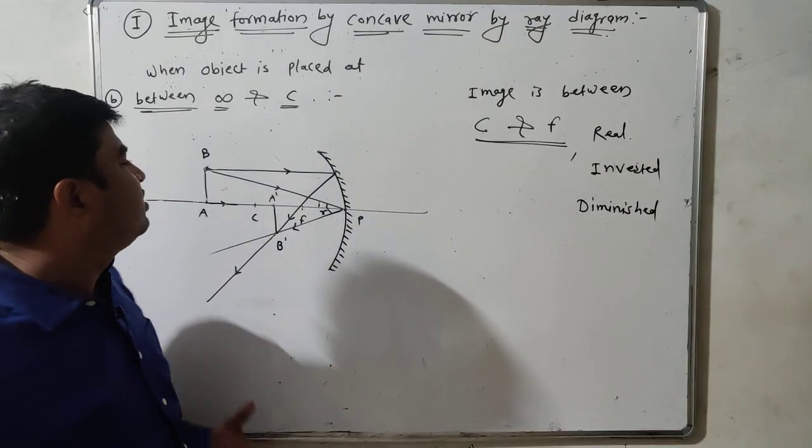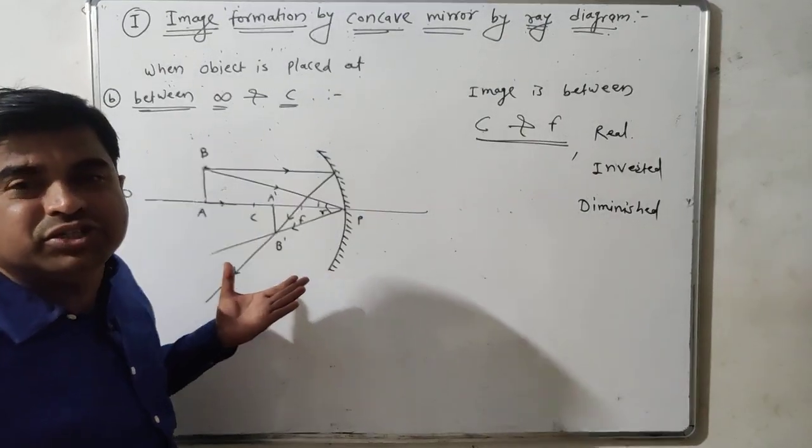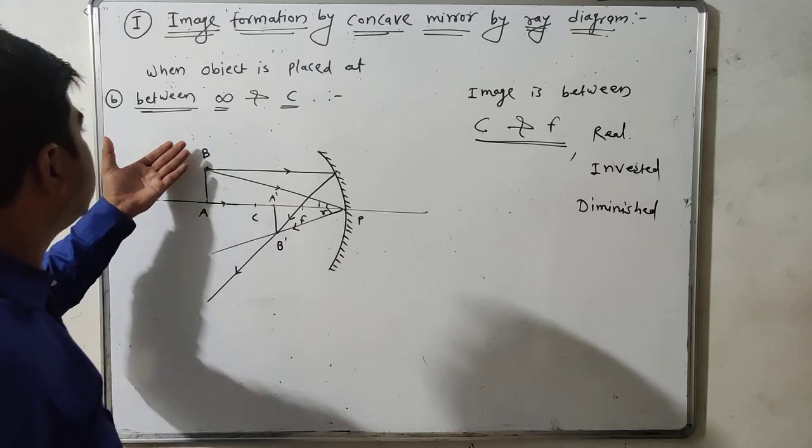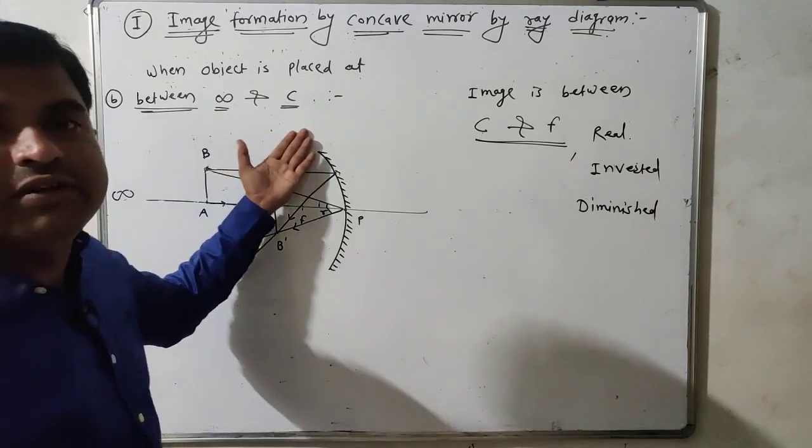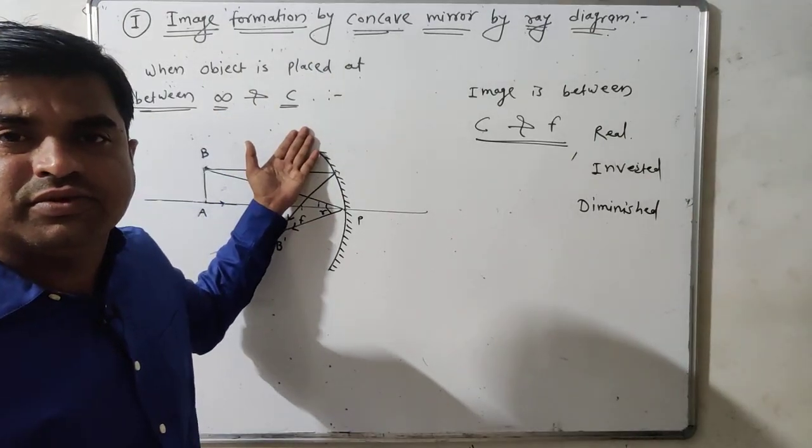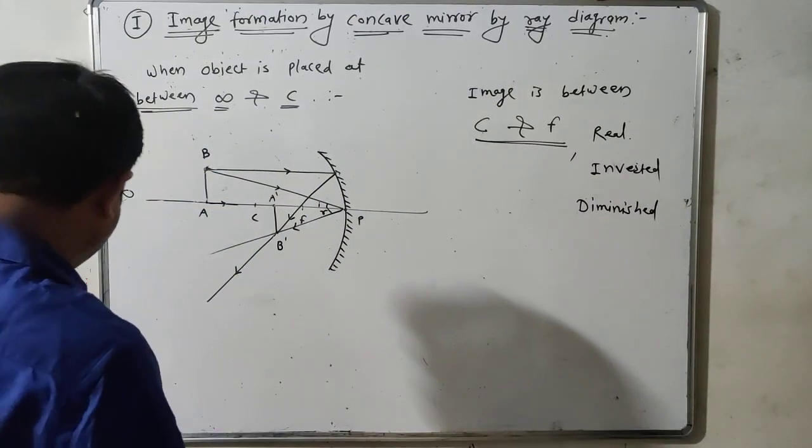This is how we obtain the image of a point object which is located between infinity and center of curvature. Understand? Okay.